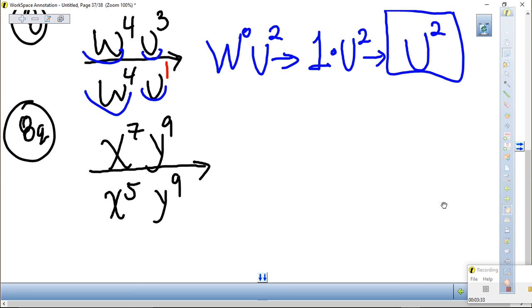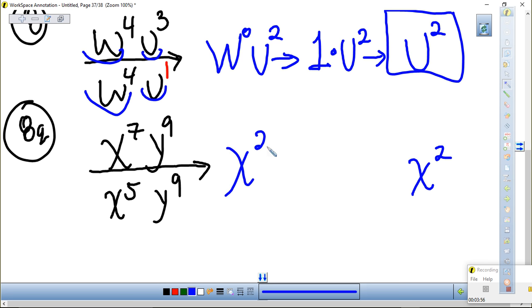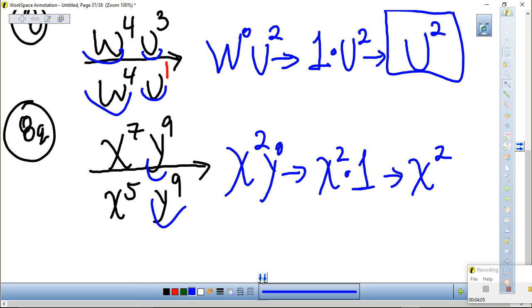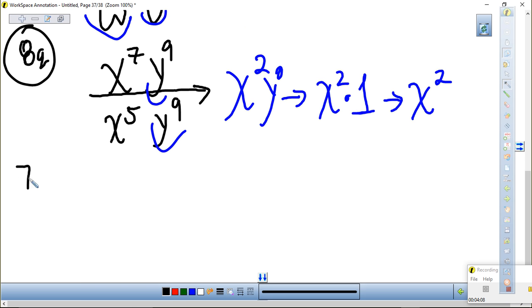Okay, so you know what you got? Answer: x to the 2nd, because we have x, 7 minus 5, that's 2. This becomes y to the 0, and we know that that becomes 1. Is that correct? x squared times 1, and that's how we get that. All right, let's go to number 7.